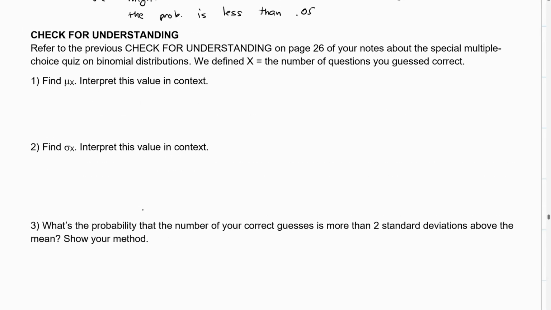So let's go back to the multiple choice question. If you were doing again 10 multiple choice questions with a 1/5 probability of success of guessing correctly, what do we think about the mean? Well, that mean would be 10 times 1/5, which would be 2. And we interpret that value.